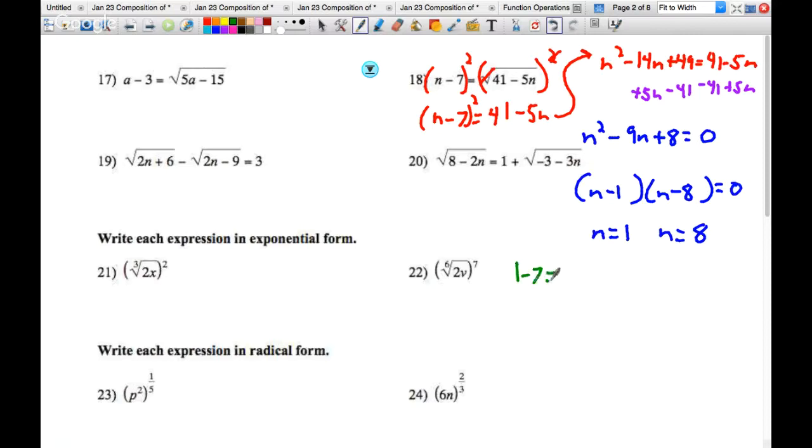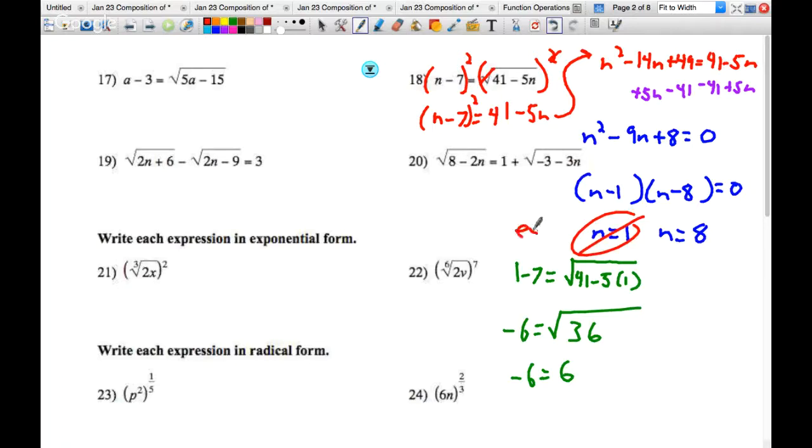So 1 minus 7 equals the square root of 41 minus 5 times 1. Let's see if this one balances. Negative 6 equals the square root of 41 minus 5 times 1, that's just 5, the square root of 36. Negative 6 equals 6. This is not good. Therefore, this was extraneous.